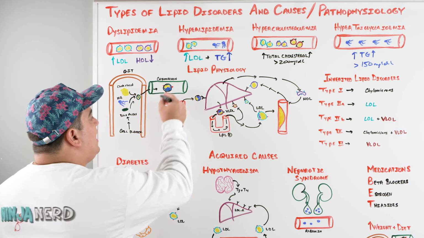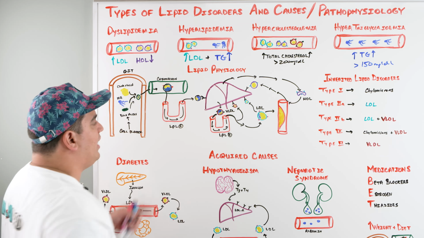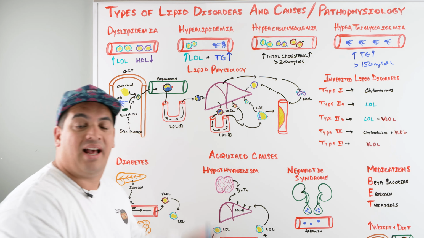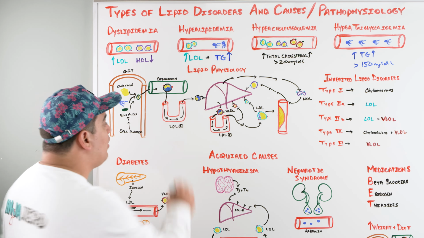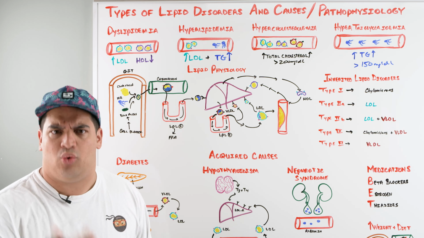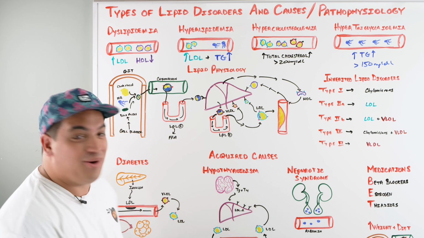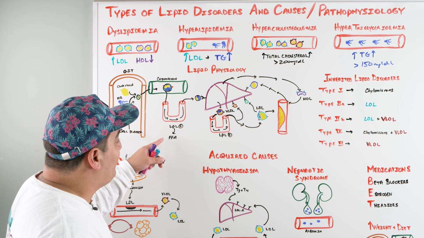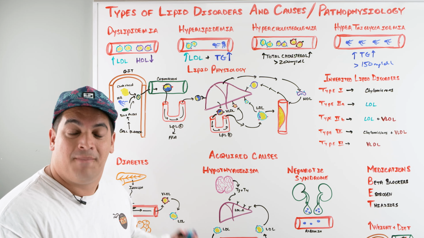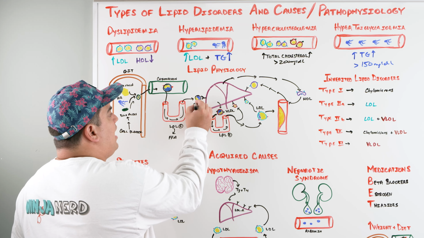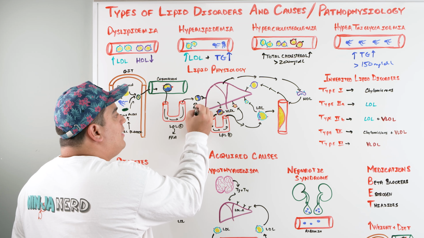Once they get into the blood, they travel through the blood, and there are specific enzymes in the bloodstream that can metabolize those chylomicrons and rip out of them free fatty acids to be taken up into adipose tissue and muscle tissue. This is called lipoprotein lipase. It'll rip out some of the triglycerides and break them down into free fatty acids to get taken up by muscles and adipose tissue. And then afterwards, it'll become what's called a chylomicron remnant.